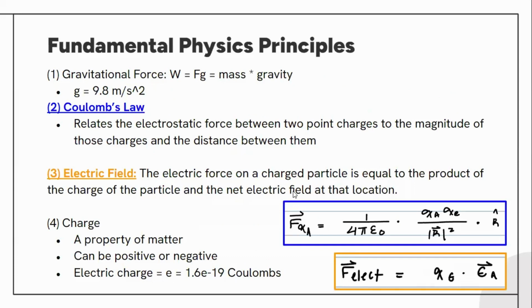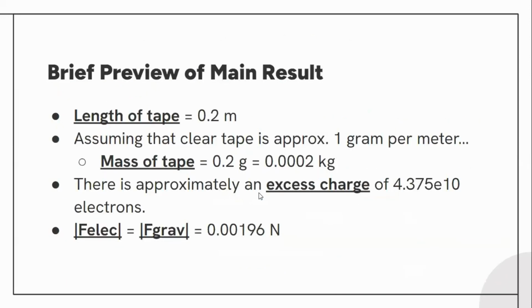Fundamental physics principles. Gravitational force is equal to the mass times the gravitational constant. Coulomb's law is equal to k times the magnitude of the charges divided by the magnitude of the position vector squared, times the r hat vector. The electric force equals the charge of the particle times the net electric field at that position. Charge is the property of matter where the elementary charge, e, is equal to 1.6 times 10 to the negative 19 coulombs.